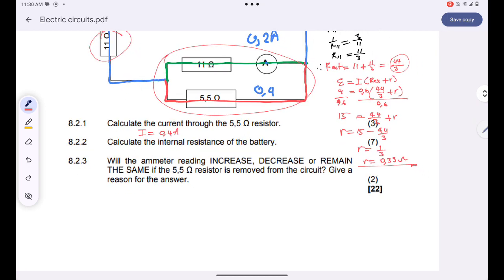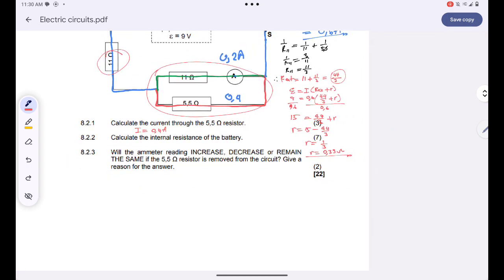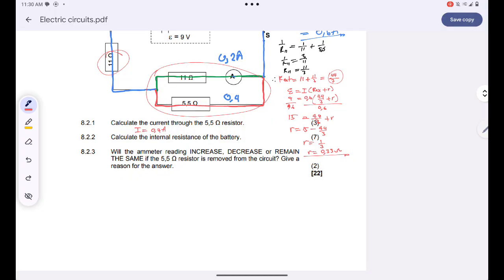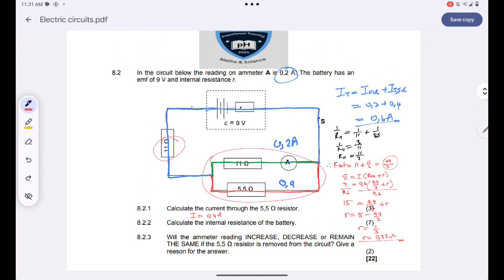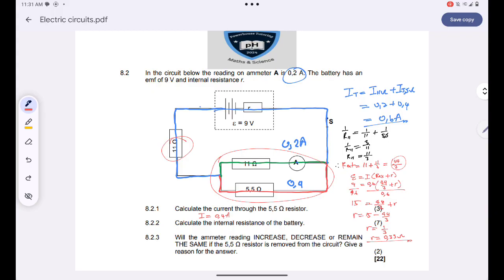And then 8.2.3. Will the ammeter reading increase, decrease, or remain the same if the 5.5 ohm resistor was removed? Okay, whenever we remove the resistor in parallel, we are basically increasing the total resistance of our circuit. Are you together? And whenever we increase the total resistance of our circuit, the current flowing must decrease, right?